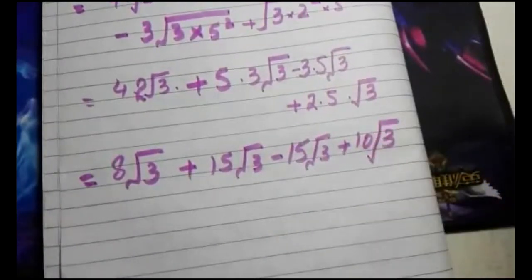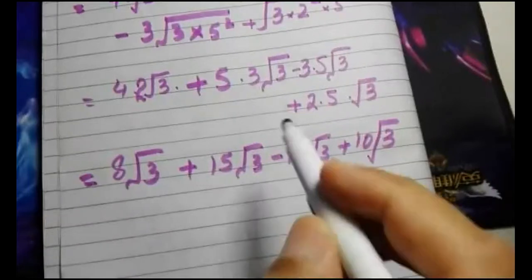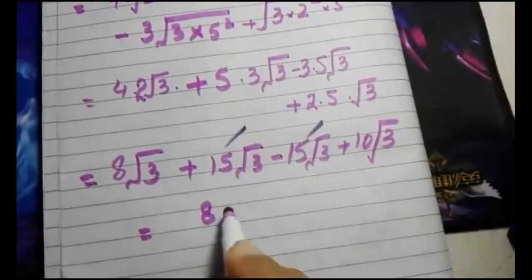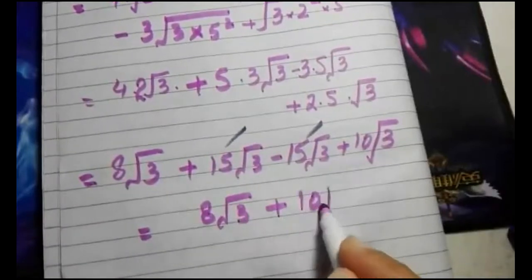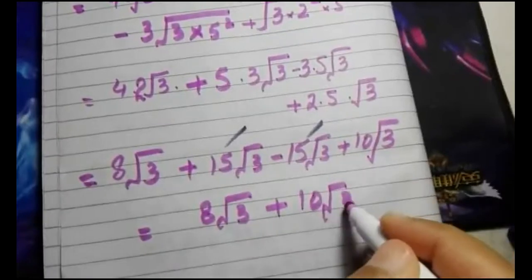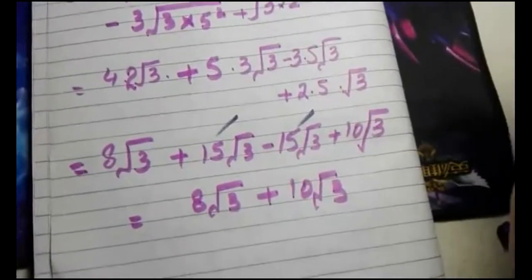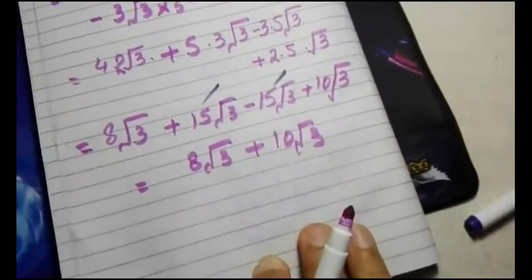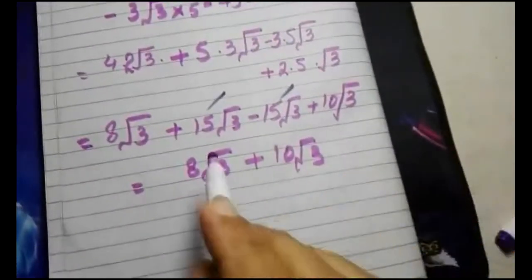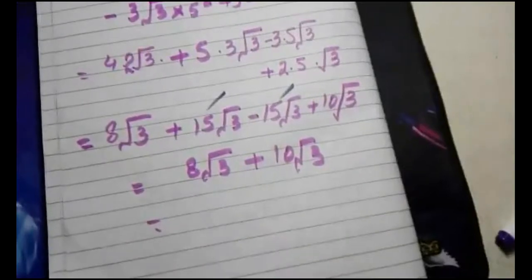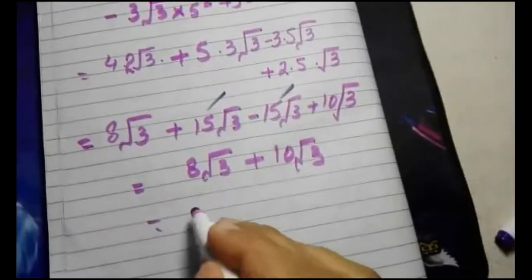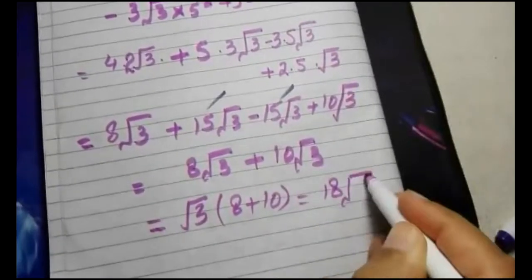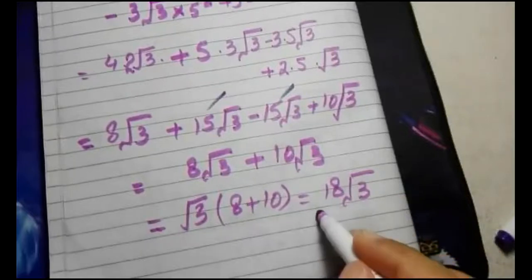Now for this you will see that you can cancel out these two terms, one positive, one negative. And what is left? 8 times under root 3, 10 times under root 3. Now, as I told you earlier, we have to see what is common. What is common? So under root 3 will be taken out as common part. Right? Take out under root 3 as common. So we will get 8 plus 10. And the answer will be 18 times under root 3. So it is the answer of the question.